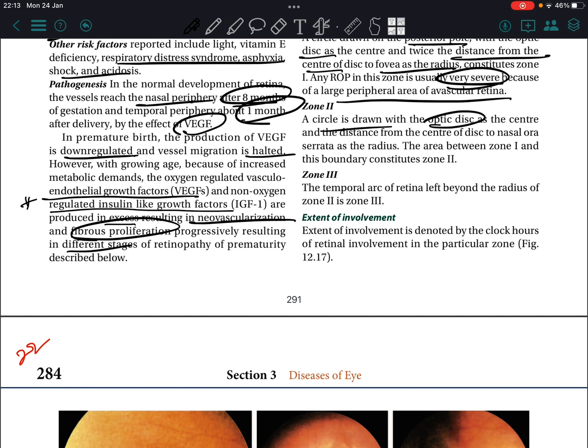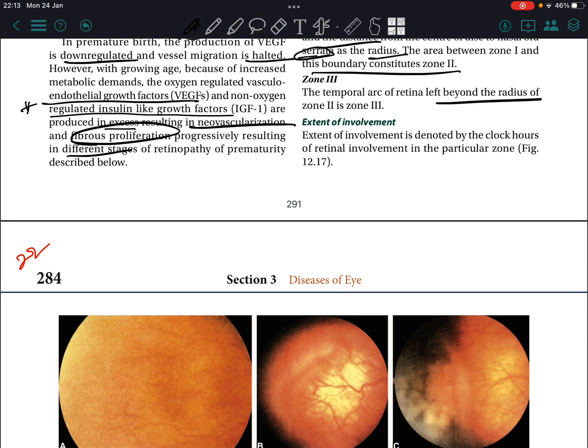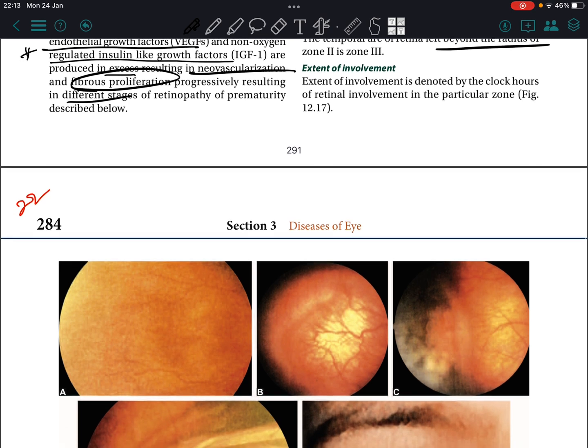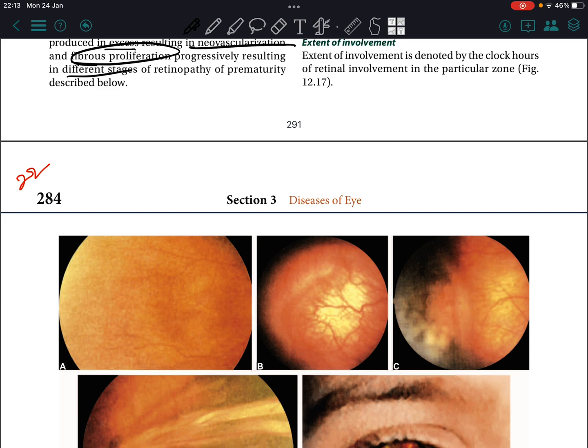Zone 2: a circle is drawn with the optic disc as center and the distance from the center of the disc to the nasal ora serrata as radius. The area between the zone 1 boundary and this boundary constitutes zone 2. Zone 3: the temporal crescent of retina left beyond the radius of zone 2 is zone 3. Extent of involvement is denoted by clock hours of retinal involvement in a particular zone.